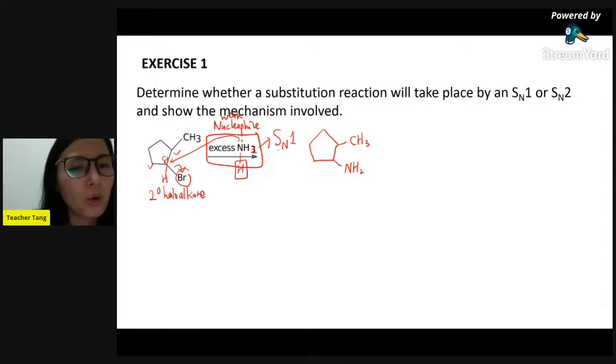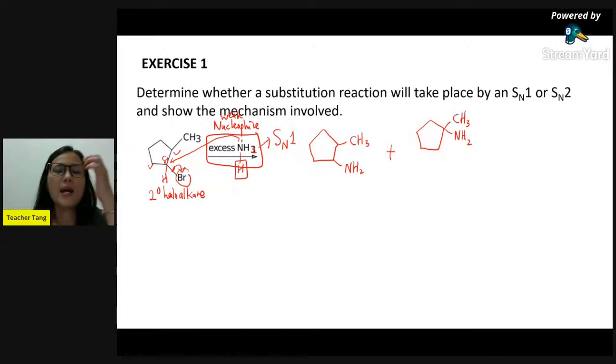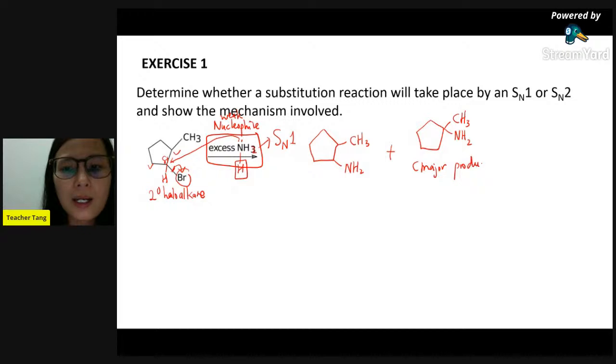Remember, SN1's intermediate is a carbocation. So when Br leaves, you get a secondary carbocation. Is it possible for it to rearrange to get a more stable carbocation? Yes. So it means that you will have another product, which is this. And this is the major product because it is formed from the more stable carbocation.